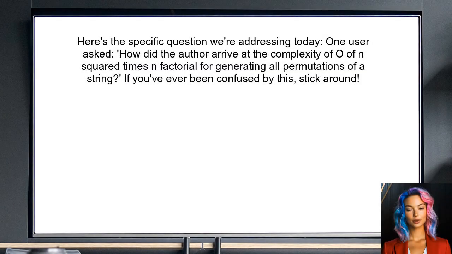Here's the specific question we're addressing today. One user asked, how did the author arrive at the complexity of O of n squared times n factorial for generating all permutations of a string? If you've ever been confused by this, stick around as we break it down together.